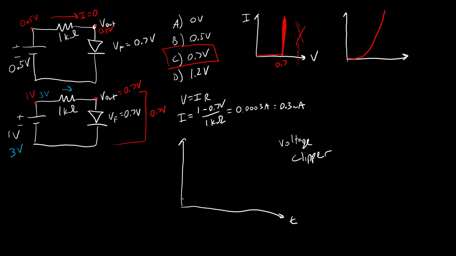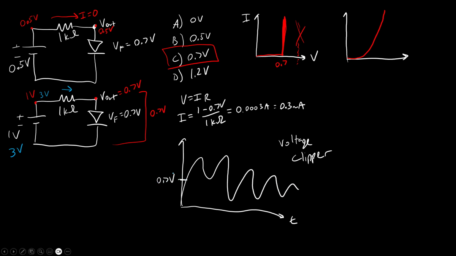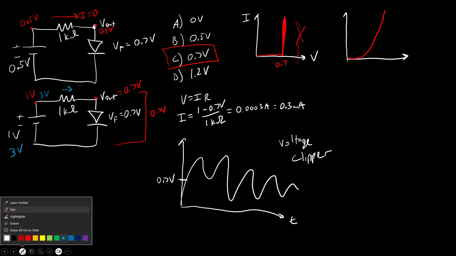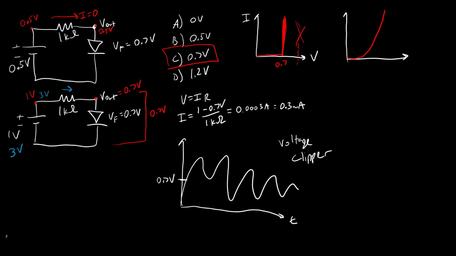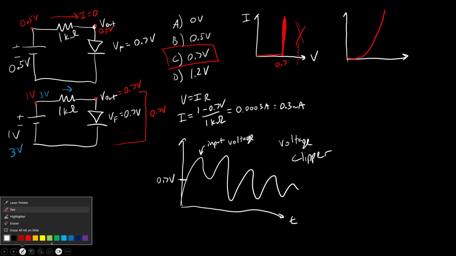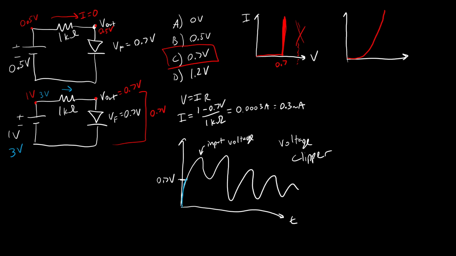So if this is time, if I vary my input voltage and say 0.7 volts, the forward voltage drop of the diode is right there. So sorry, I should have labeled that. That is my input or source voltage. My output voltage is never going to exceed the value of the voltage drop across the diode. So it will follow along if the input voltage is below that, but it clips the input voltage when it exceeds that value.